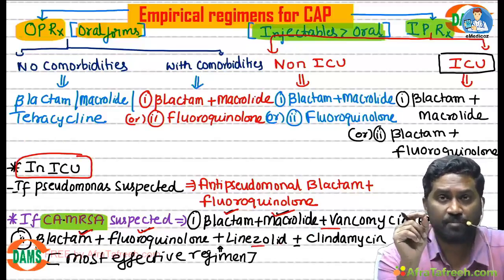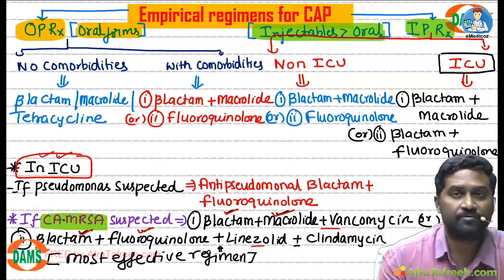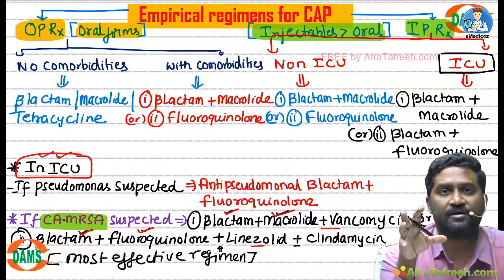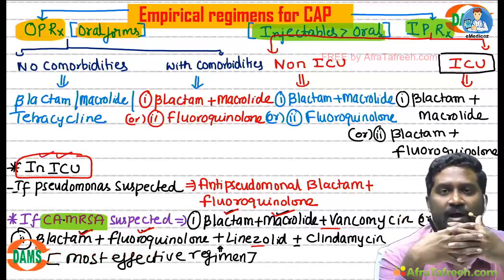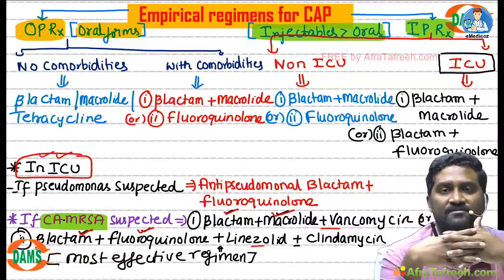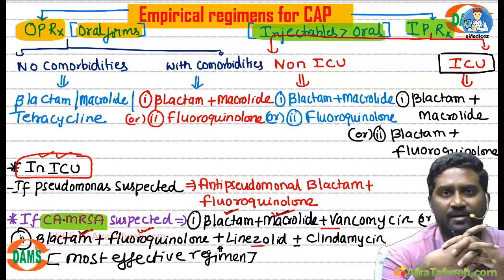So the bottom line here is, whenever a patient is in ICU and you are treating for a severe community acquired pneumonia, you should give an antibiotic regimen which has broad activity against the common organisms.